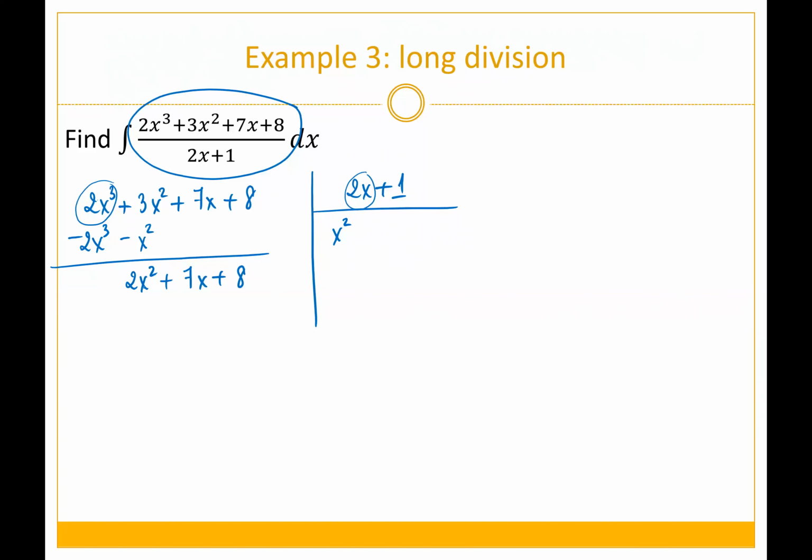So you have 2x squared. It's still higher than 2x, so I'll do the division again. 2x squared divided by 2x is x.